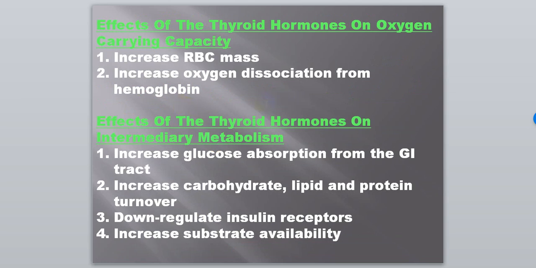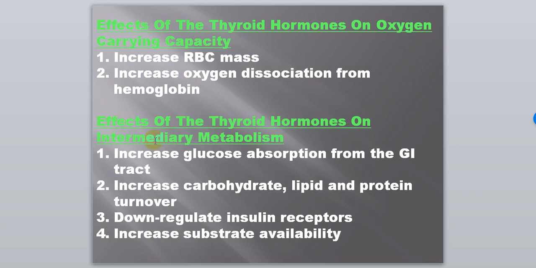When we're talking about the oxygen carrying capacity, the effect of thyroid hormones is to increase red blood cell mass and increase oxygen dissociation from hemoglobin. That means providing lots of oxygen, either via the effect of thyroid hormone on respiratory rate by increased taking of oxygen by ventilation, or via increasing the RBC number and increasing the oxygen dissociation to provide oxygen to the tissues.